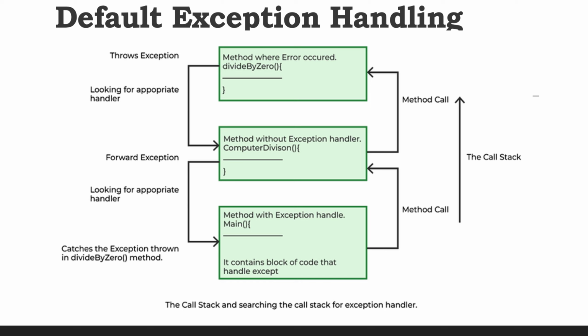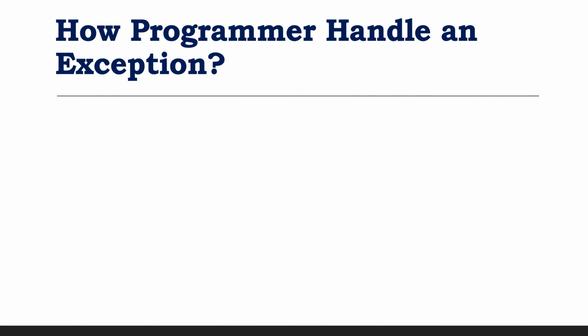So let us say this method is having no exception handling. What it will do is create an object called exception, and that exception object will be forwarded to the JVM, and the JVM will throw the exception inside the console or the terminal. So this is how exception handling is done inside the JVM. Now let's see how a programmer handles an exception.